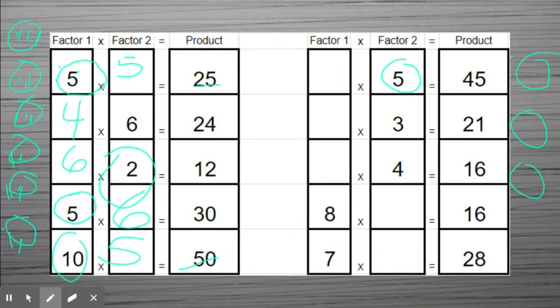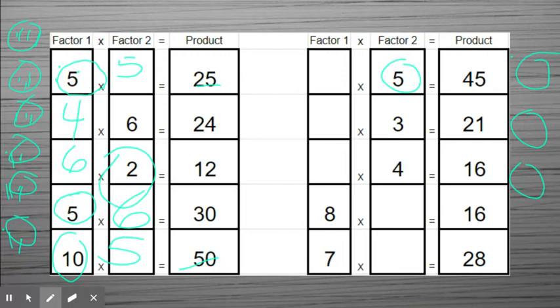The second one, what times 3 equals 21? You should have said 7. 7 times 3 equals 21. What times 4 equals 16? You should have said 4. 4 times 4 is 16.